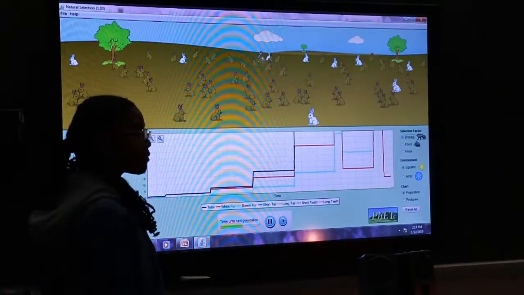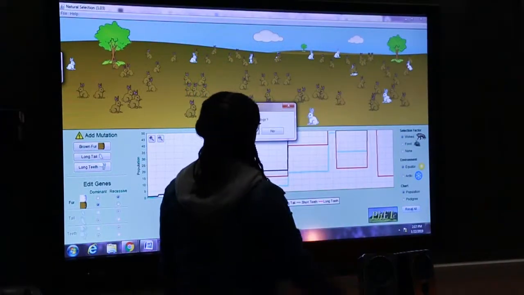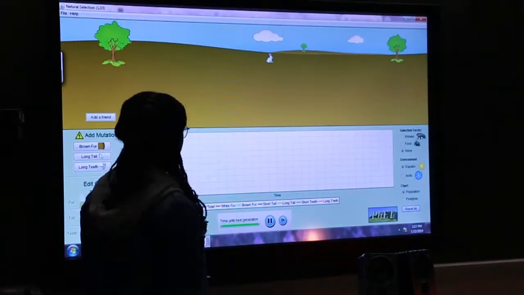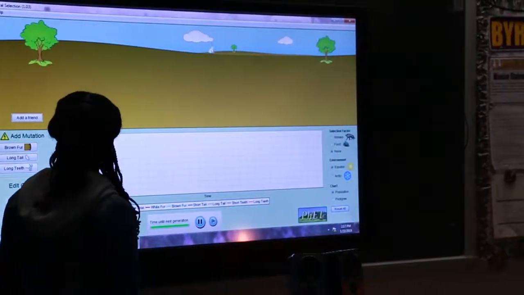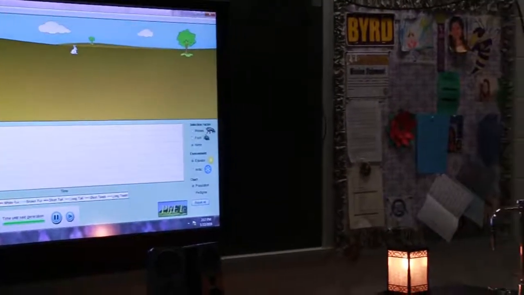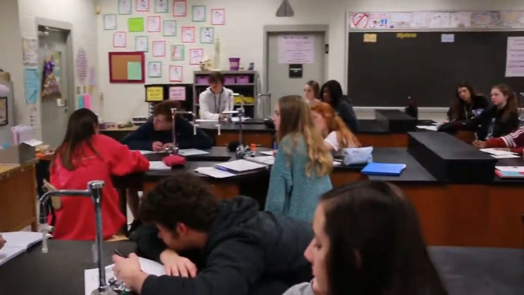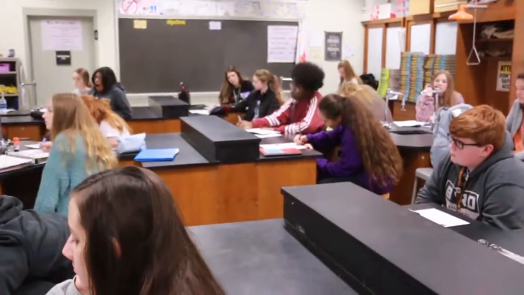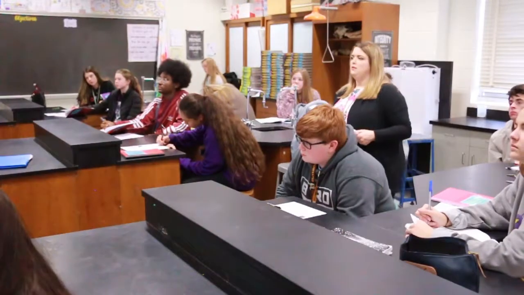Okay, so let's reset. We're gonna do a brown fur mutation, but what variable have we changed this time? Our selection factor is now food rather than predators. So now we need a friend, we need a brown fur population or mutation, and we need to select food as our selection factor. Okay? On the right hand side. There you go.